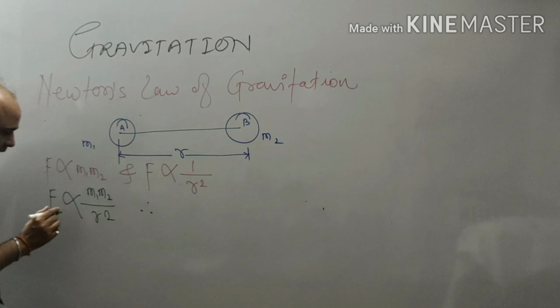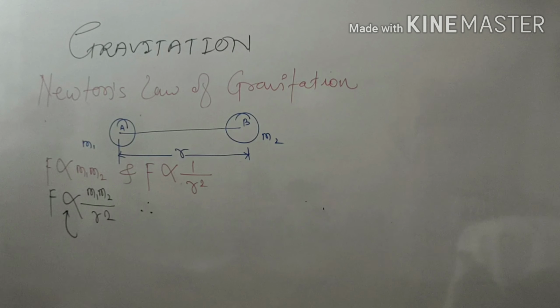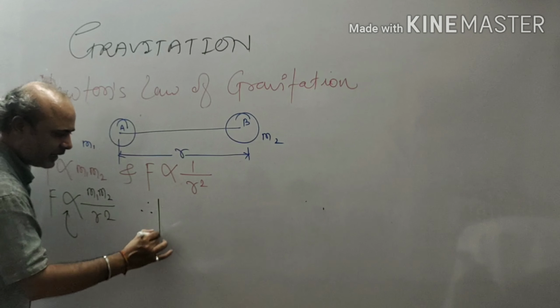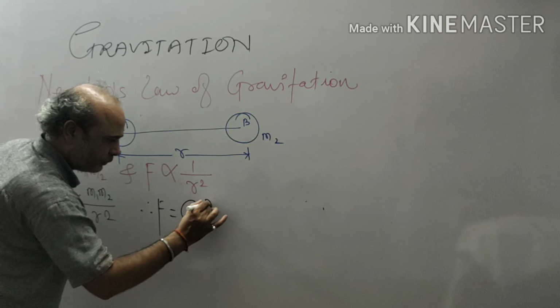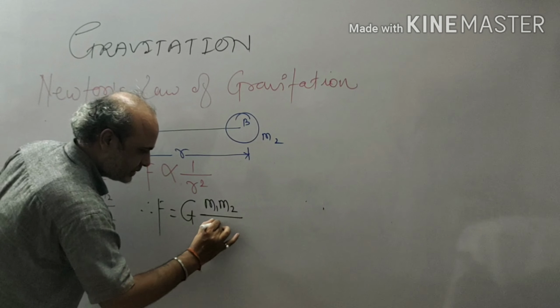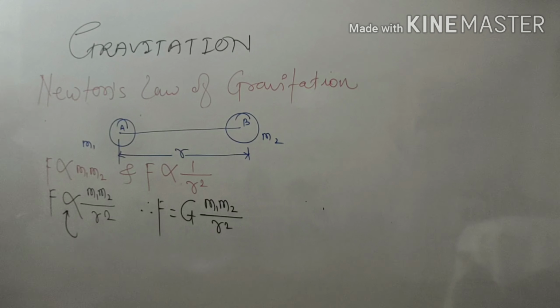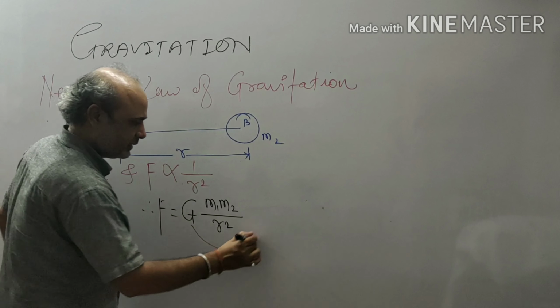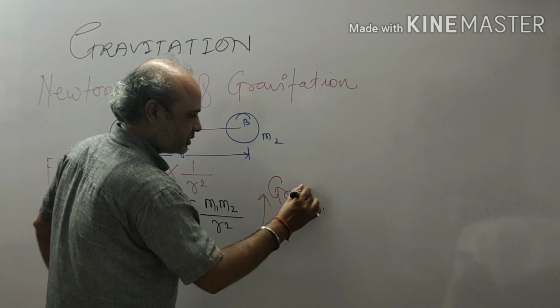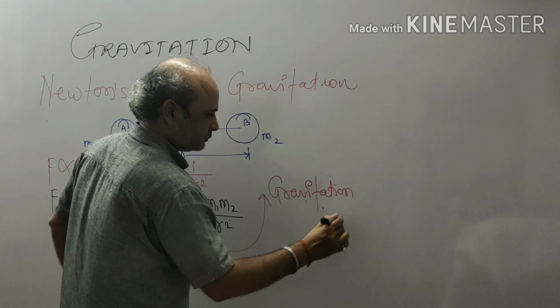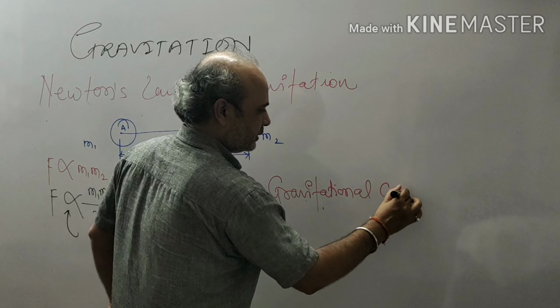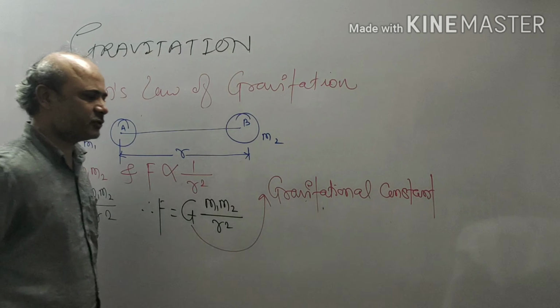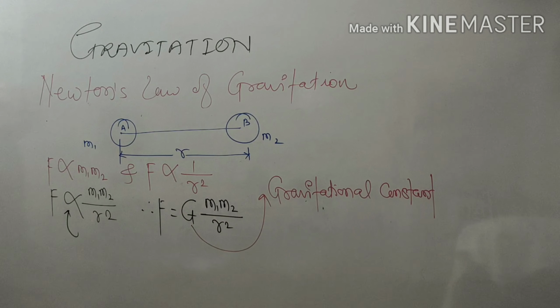Therefore student, this is the proportionality sign. When you remove this proportionality sign, you will write force is equal to G m1 m2 upon r square, where G is called the gravitational constant. What is G, student? G is called the gravitational constant.